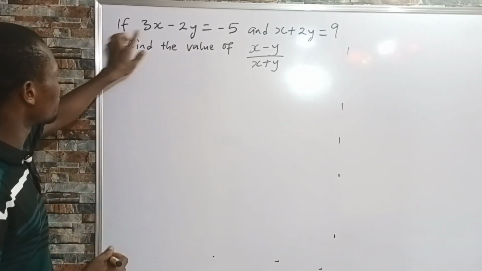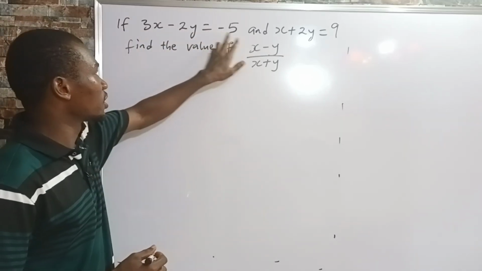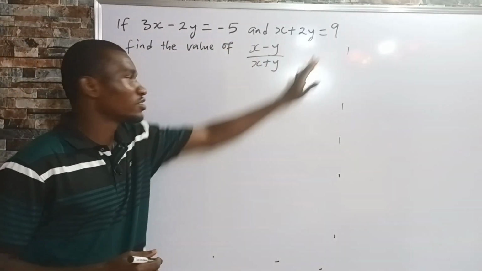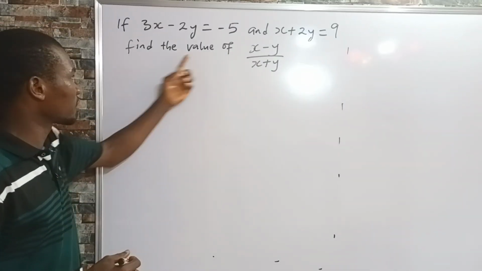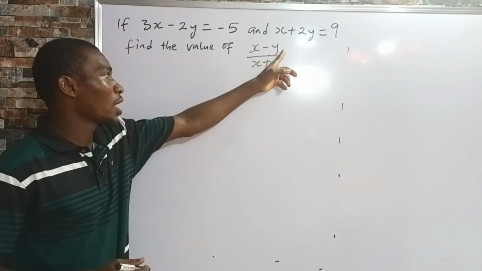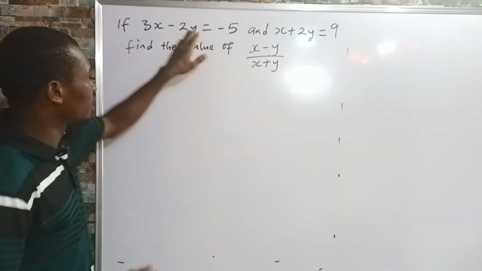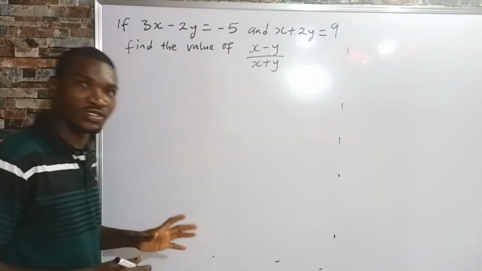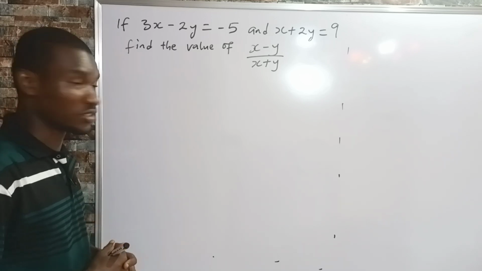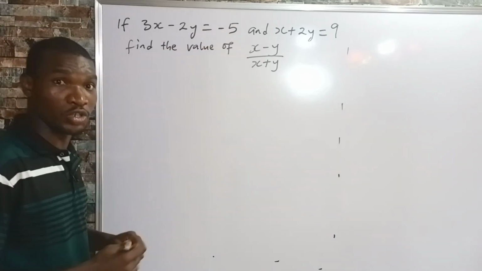We are told that if 3x minus 2y is equal to negative 5 and x plus 2y is equal to 9, we are then asked to find the value of (x minus y) all over (x plus y). Looking at the two linear equations, we can easily solve them simultaneously. Hence, this is a typical simultaneous equation problem.